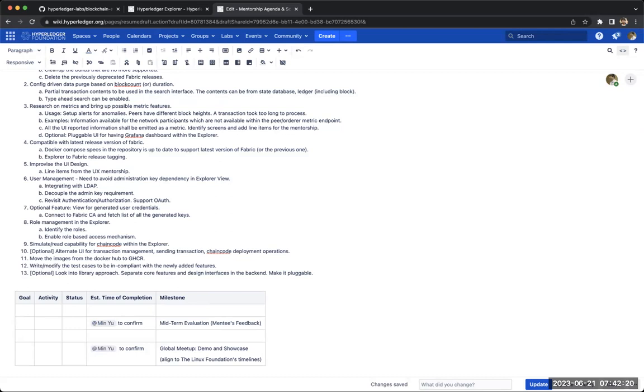And maybe we could have a monthly checkpoint. Every month, we could have a checkpoint. So it will be a demo every month, you're mentioning, Arun. Yes, this could also happen as part of the regular Explorer calls. Once a month, we'll have a demo scheduled for at least 30 minutes where the mentee can present their work. Okay.